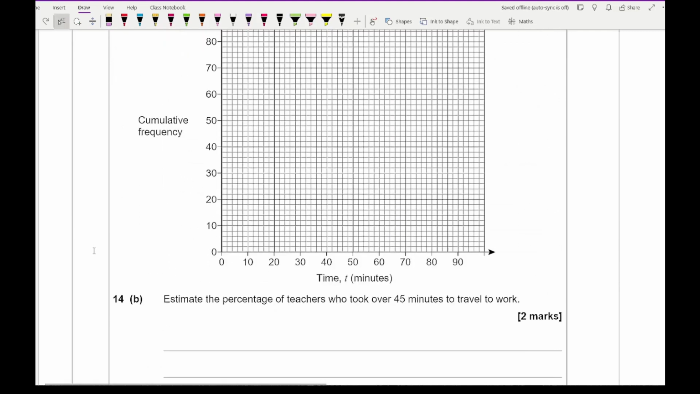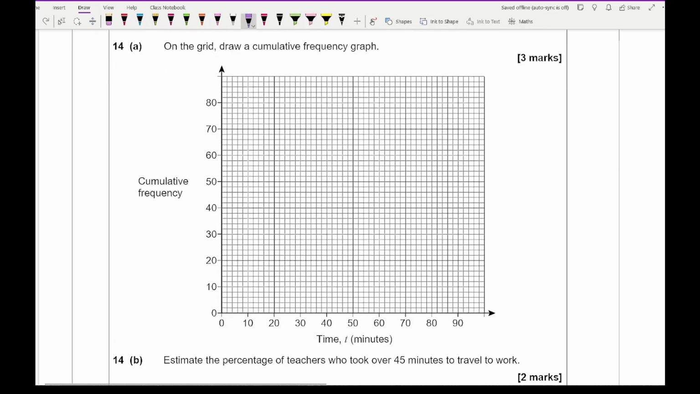Then it's just a case of me plotting those points on this cumulative frequency diagram. So at 20 is going to be 21, so that's going to be here. Then at 40, it's going to be at 51, which is roughly about there.